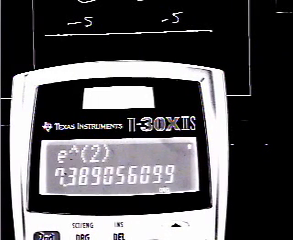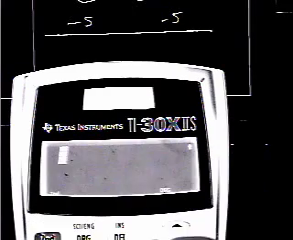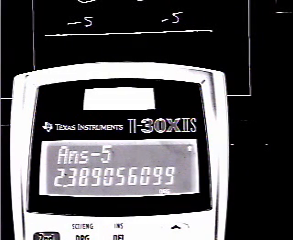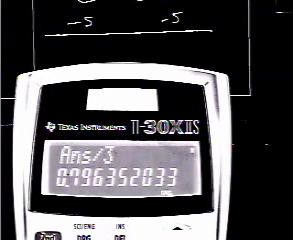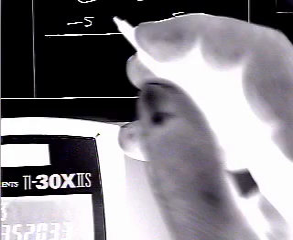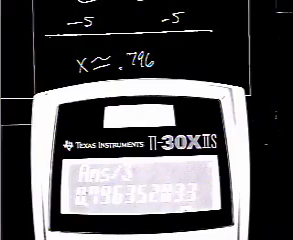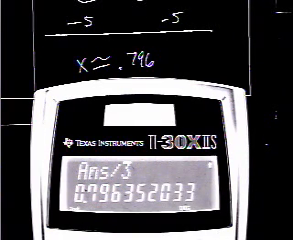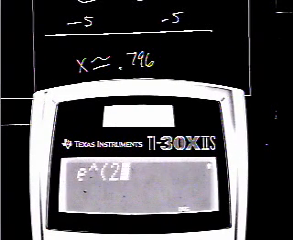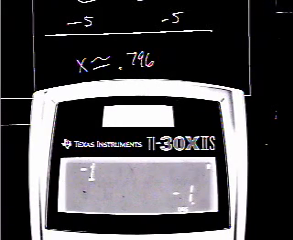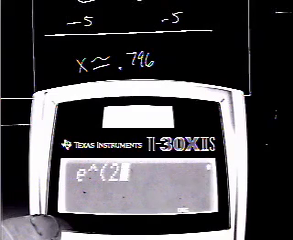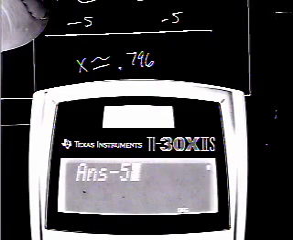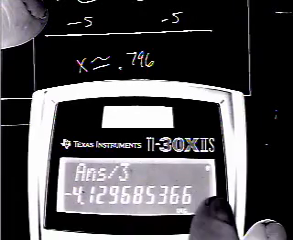So let's see here, e squared minus 5. What did I do there? e squared minus 5 divided by 3. So one of my possible answers for x is 0.796. And then we have e squared times negative 1. How can I type? e squared times negative 1. So there's my negative e squared minus 5 divided by 3. Negative 4.1.